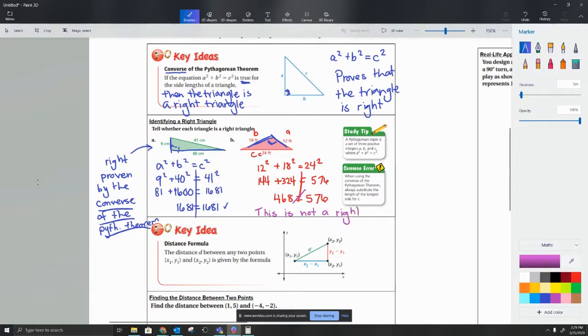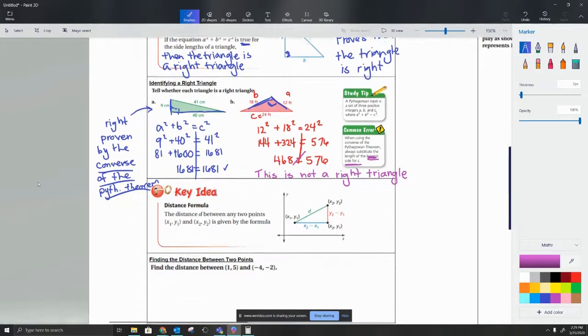So that's how you use the converse to prove if something is right. Or how you use the Pythagorean theorem to prove that something is right. Okay? We can say this is not a right triangle because it's not proven by the converse, something like that. Okay? So remember, the longest side is always C whenever you're setting this up.